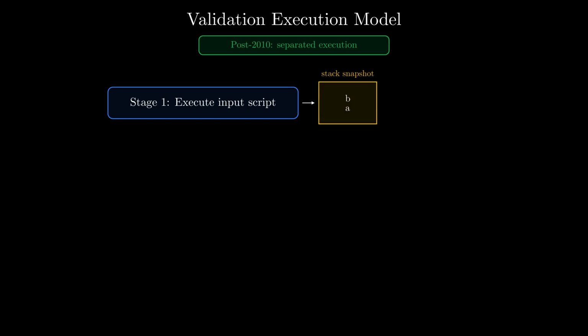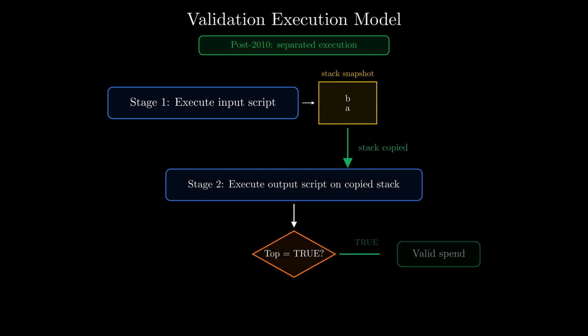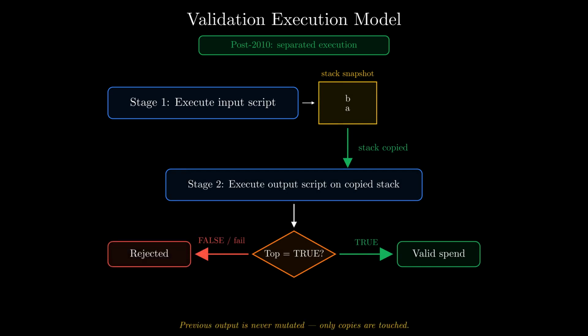Today, validation runs in two stages. Stage 1, execute the input script alone. Take a snapshot of its resulting stack. Stage 2, copy that stack into a fresh execution of the output script. Run the output script on that copied stack. If the final top value is true, the spend is valid. If false, or if execution fails, the transaction is rejected.